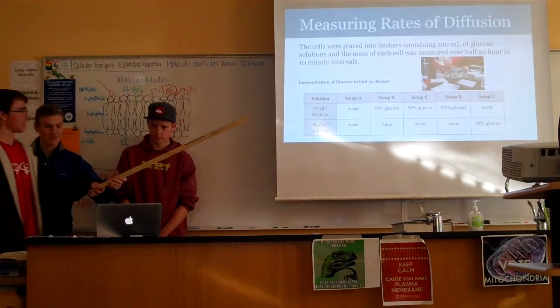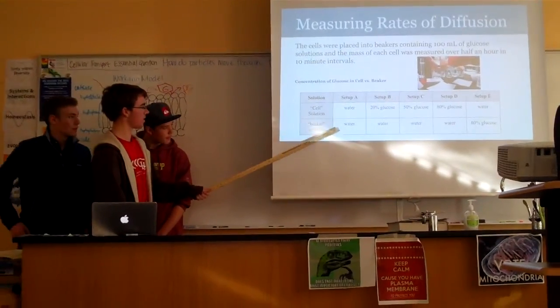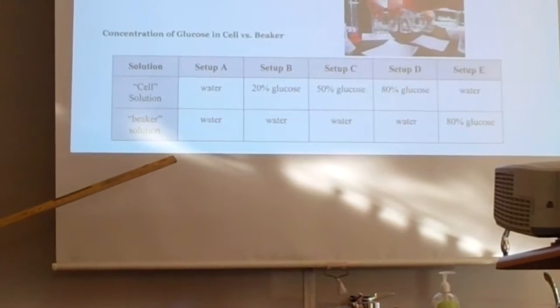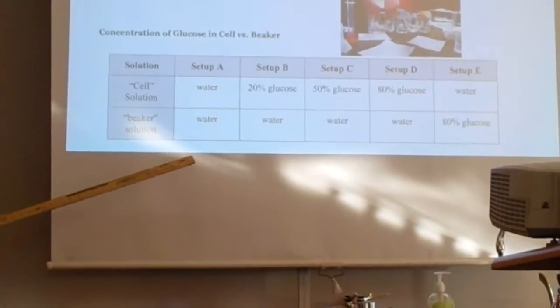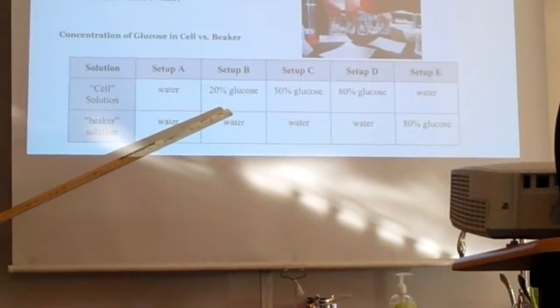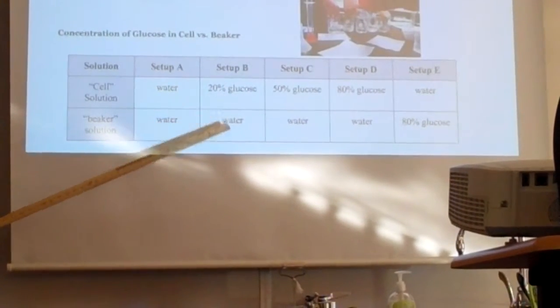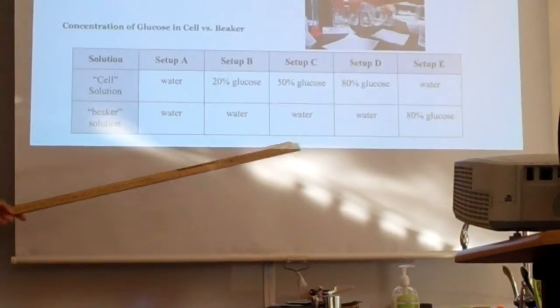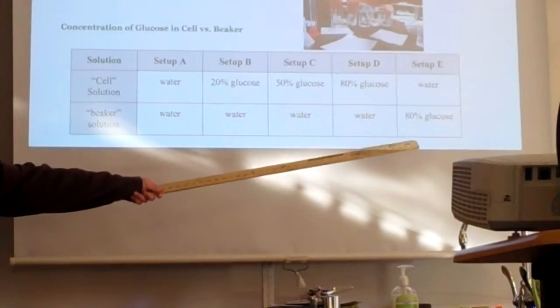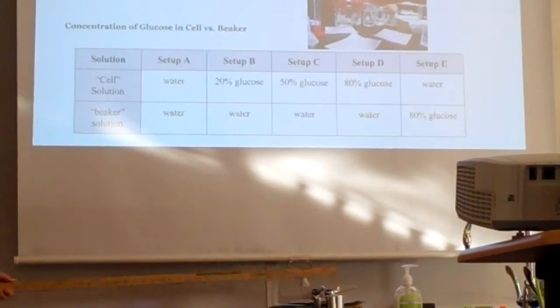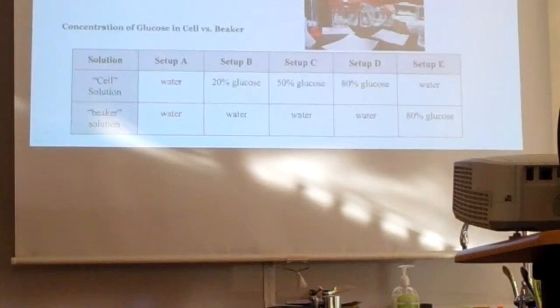Explain that. So basically, here's an isotonic setup. So they're both the same. They both have water. So you would expect to see no change there, and we didn't. These 3 we have glucose solutions in the cell, and then just the beaker solutions are just water. And for setup E, that's our last cell, we have 80% glucose in the beaker solution and just water inside the cell.